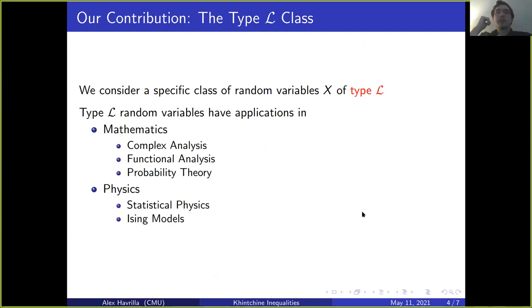So what's our contribution? We consider a specific class of content inequalities for these type L random variables. What I think is important to communicate is that we are interested in this class because type L random variables have nice applications in probability theory, which is what we're studying. We study them for their own sake, but also in other fields of mathematics, such as complex analysis and functional analysis, and also physics. This is actually where they first cropped up, with people studying Ising models in statistical physics, trying to model the interactions between different electrons in a field and see how they all oriented themselves. This took lots of probability theory because really this is a statistical problem, and somehow the content inequalities for these things naturally arose there. So that's where we get them from.